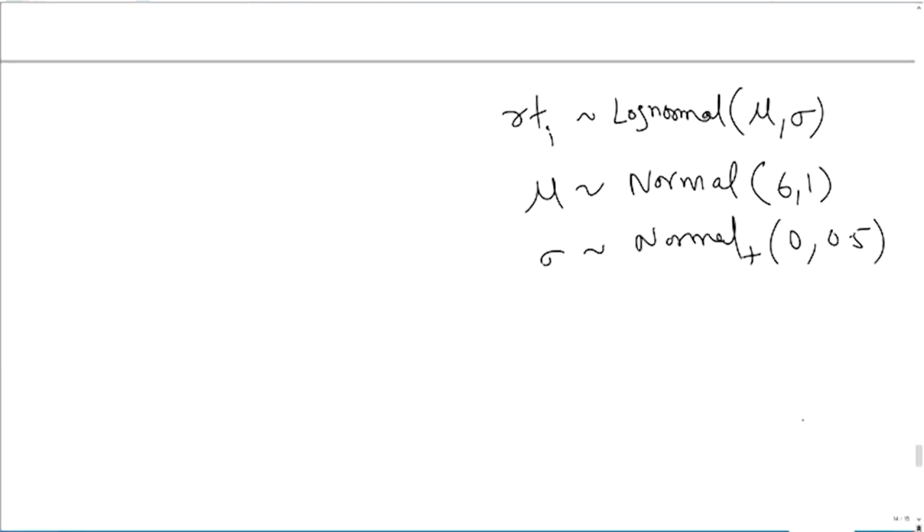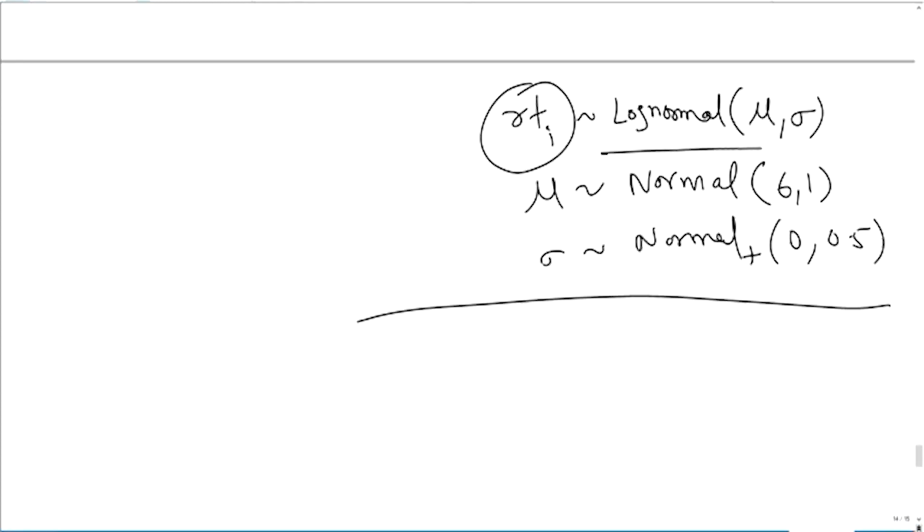But the problem here is that these reaction times, which we are assuming for any ith string, come from the same distribution. So we are making this independent and identically distributed assumption, that all these reaction times are independent and coming from the same distribution, right? But that may not be true.